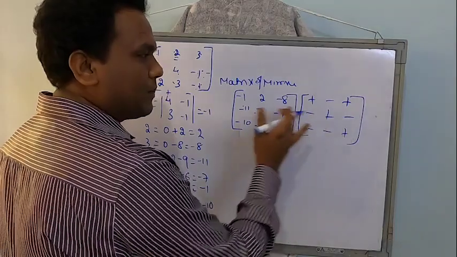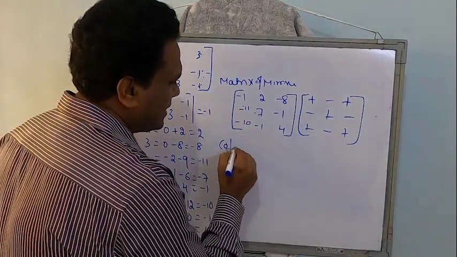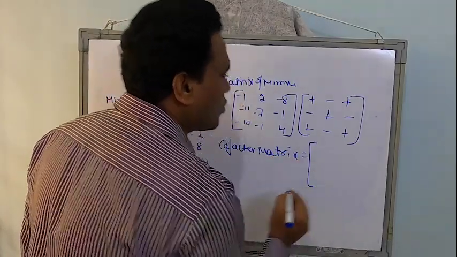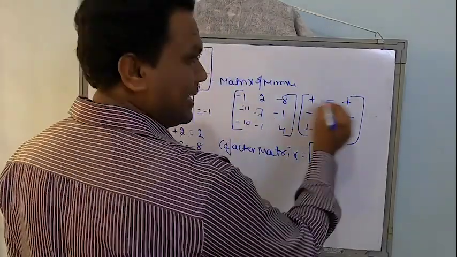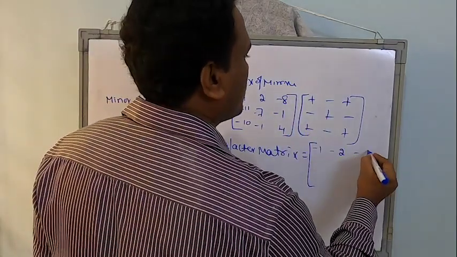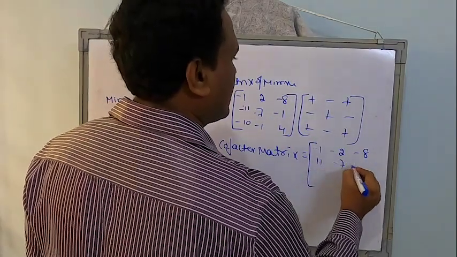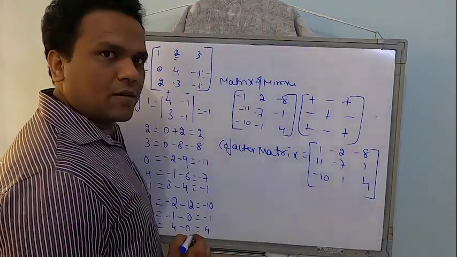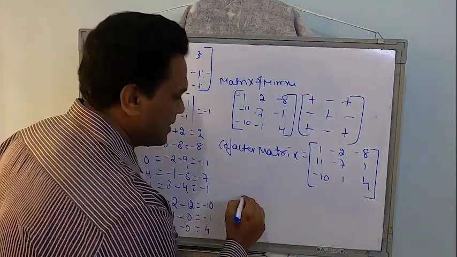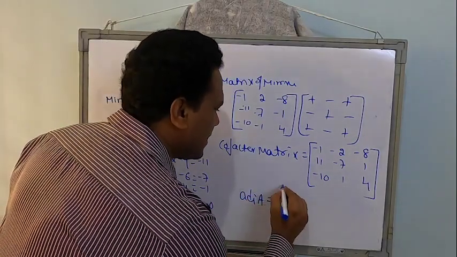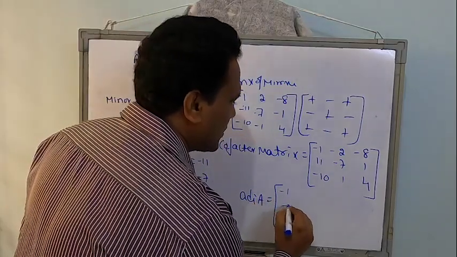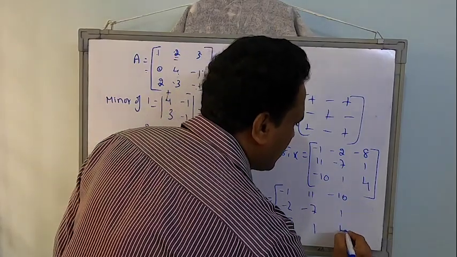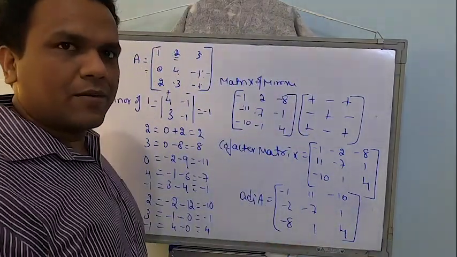Okay, so after multiplying the sign matrix, the resultant matrix is called as cofactor matrix. So what is a cofactor matrix? So minus 1, each sign has to be multiplied, right? So minus 2, minus 8, 11, minus 7, 1, minus 10, 1, 4. This is called as cofactor matrix. Take the transpose of this, then the resultant matrix is called as the adjoint. So it's going to be minus 1, minus 2, minus 8, 11, minus 7, 1, minus 10, 1, 4. This is called as adjoint.